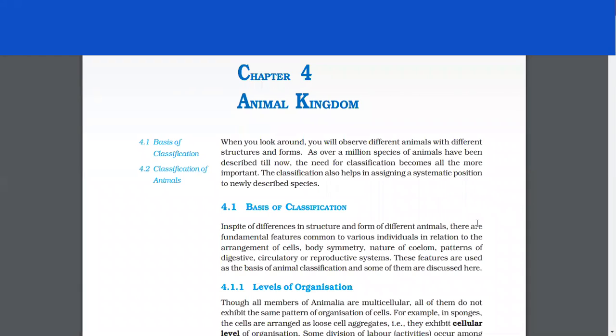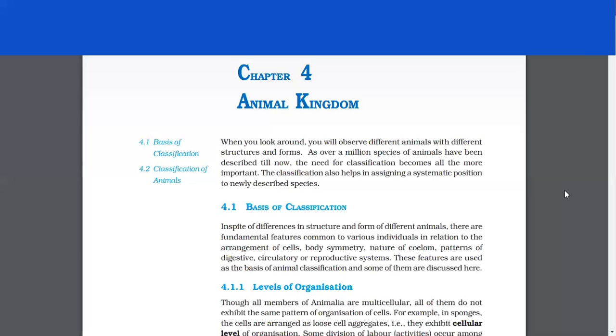Today I'm going to read Chapter 4, Animal Kingdom of Class 11, NCERT, Biology. When you look around, you will observe different animals with different structures and forms. As over a million species of animals have been described till now, the need for classification becomes all the more important. The classification also helps in assigning a systematic position to newly described species.